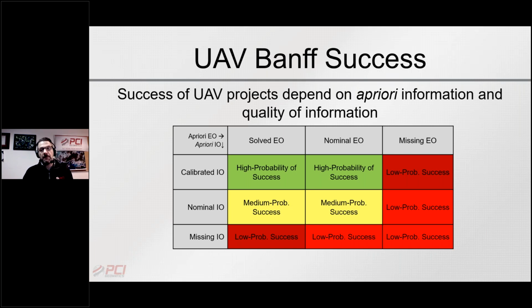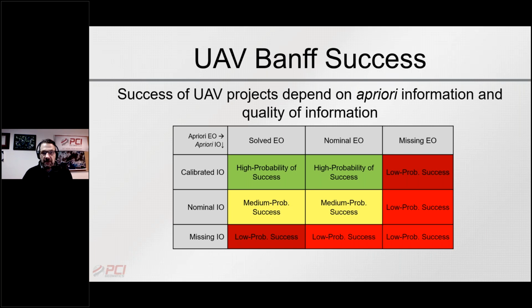The key difference between nominal and solved is that nominal would be EXIF tag level external orientation. So we can absolutely use that and converge on a model. But if you have more accurate external orientation, like a more calibrated set of exterior orientation from some initial aerotriangulation that's been performed outside PCI, of course, that's going to be quite good as well.